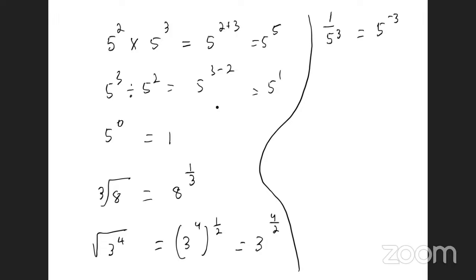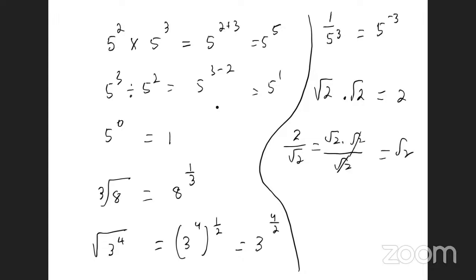How do we multiply these surds? Suppose I gave you root 2 and I asked you to multiply root 2 by root 2. How much is that? 2. Right? So root 2 by root 2 is 2. What about if I gave you 2 over root 2? What is 2 on root 2? Root 2, right? Because 2 is root 2 multiplied by root 2, and if I divide that by root 2 they cancel. Okay? So all these are just quick examples that we're using to go over everything.